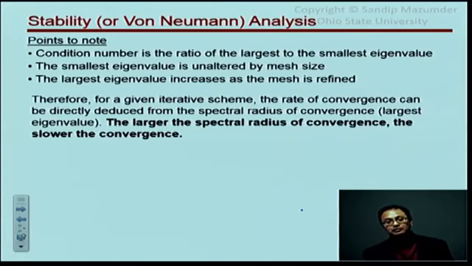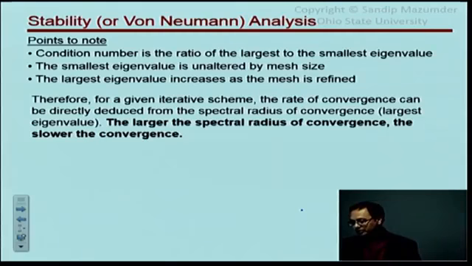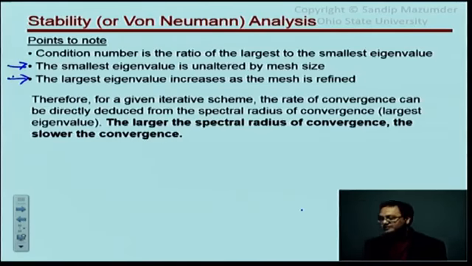Okay. Any questions? So these are very, very important points to note here. Smallest value unaltered by mesh size, largest eigenvalue increases as the mesh size is refined. And so as a result, the condition number also increases and gives you poor convergence for a given iterative method.